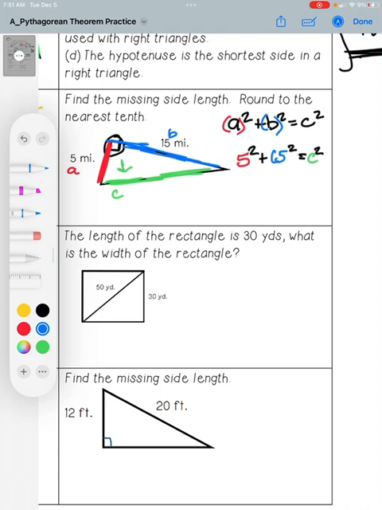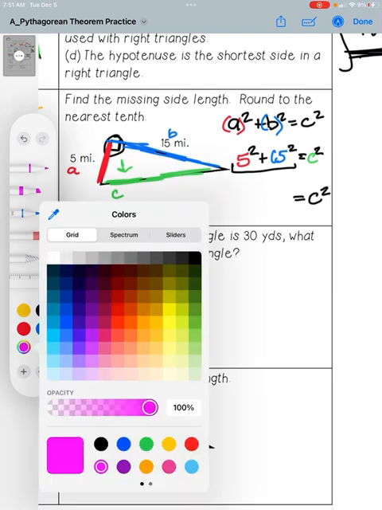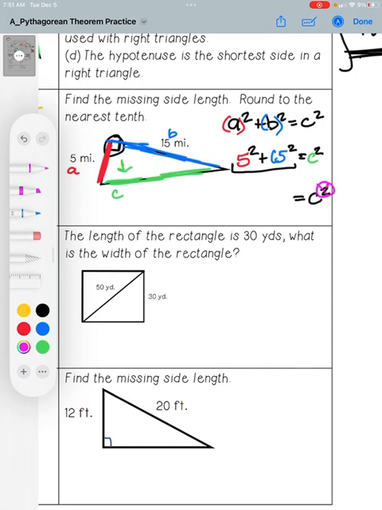Okay, so now I'm ready to type stuff in. So I've got 5 squared plus 15 squared. You type that in and get a number equal to C squared. After that, you need to get rid of the square by taking the square root of the other side. And then that'll be your final answer.